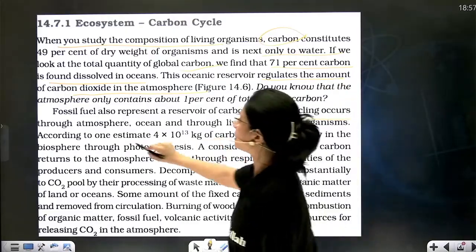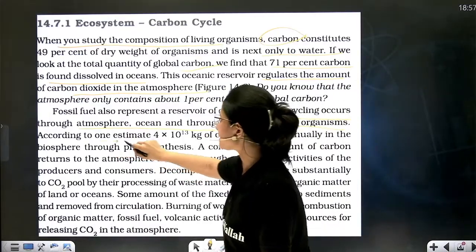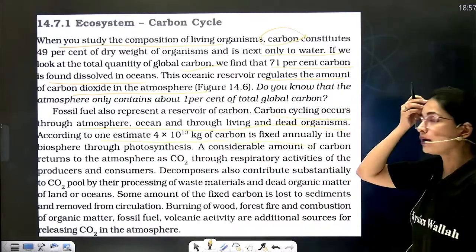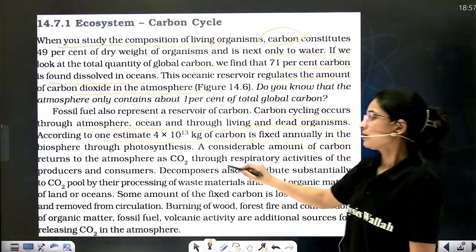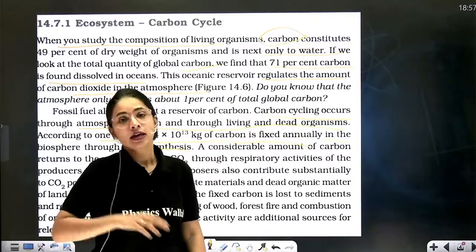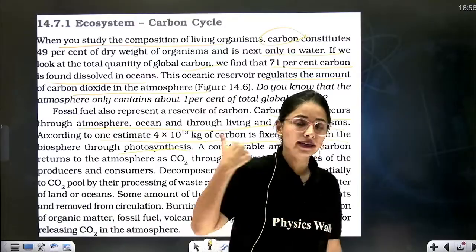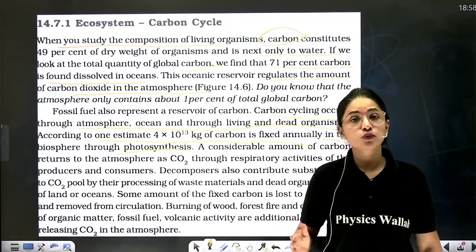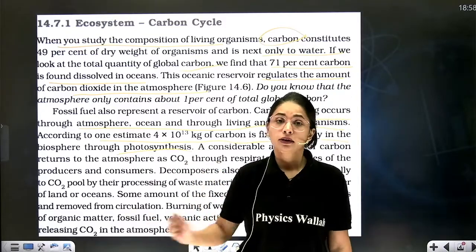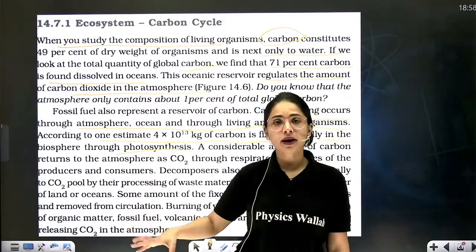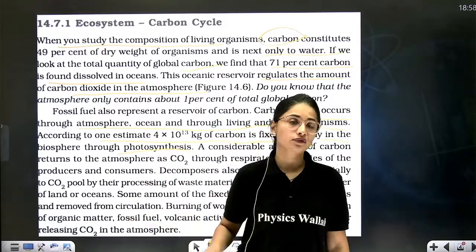Carbon cycling occurs through atmosphere, ocean and through living and dead organisms. According to one estimate, annually 4 into 10 to the power 3 kgs of carbon is fixed via photosynthesis. That means the total number of green plants present on earth, be it in aquatic or terrestrial region, they are consuming 4 into 10 to the power kgs of carbon and producing biomass from that, and this biomass is hugely sufficient to feed all the different biotic components, all the different species.